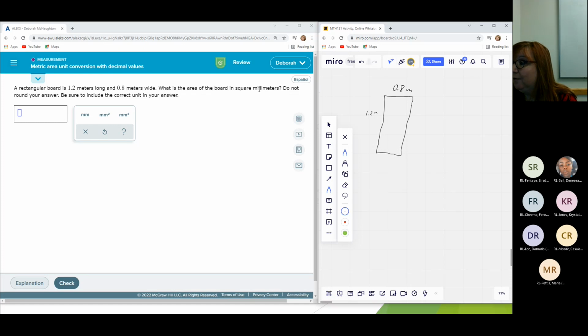So I always recommend do the conversion first before you do the area. Always do the conversion first. So we need to convert this from 0.8 meters to millimeters. And the conversion is that 1 meter is 1,000 millimeters. So if I have 0.8 meters, I put that over 1, and then I multiply by 1 meter, it goes on the bottom, and 1,000 millimeters goes on the top.